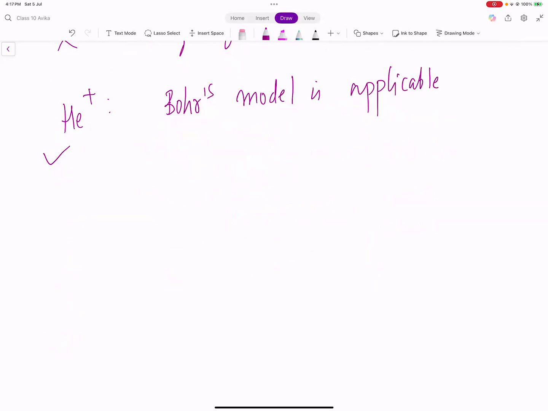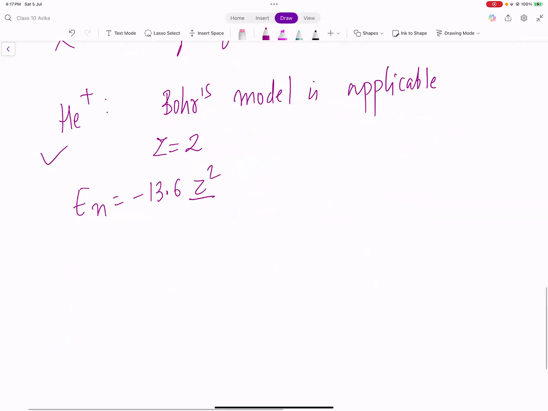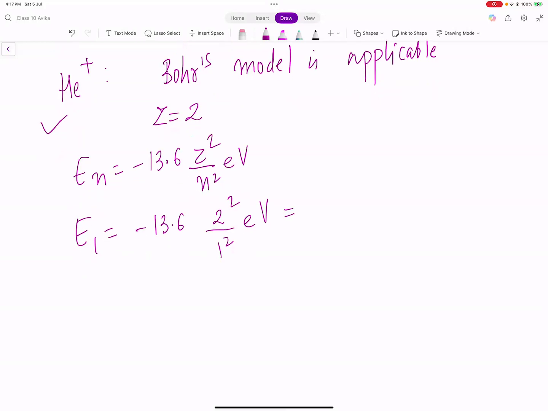So for helium plus, Z is equal to 2. Let's calculate the energy. En is equal to minus 13.6 Z square by n square eV. And Z equal to 2. So E1 is equal to minus 13.6, 2 square by 1 square eV, so we can calculate 13.6 into 4. E2 is equal to minus 13.6, 2 square by 2 square eV. So this is just minus 13.6 electron volts.